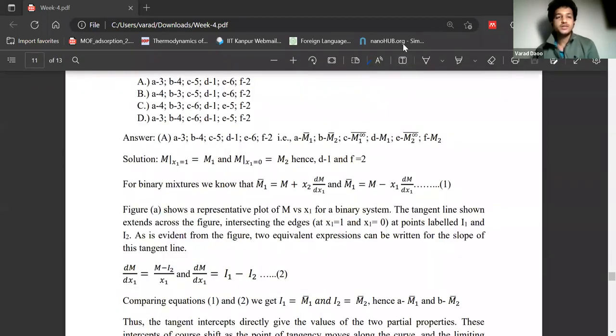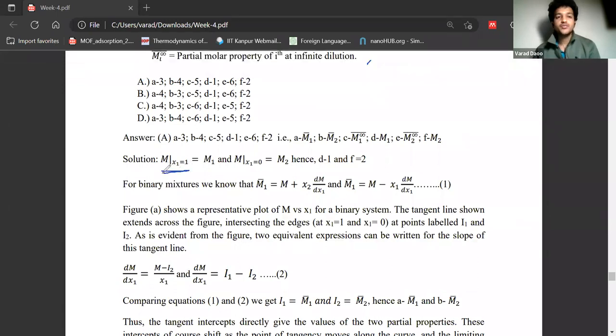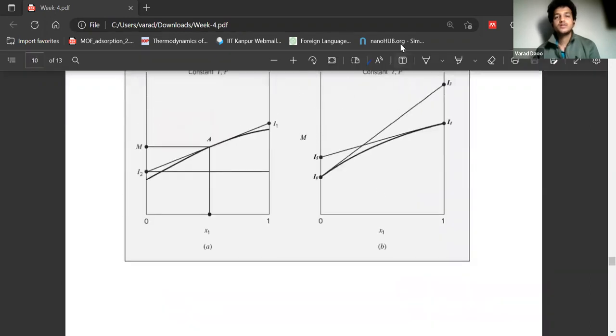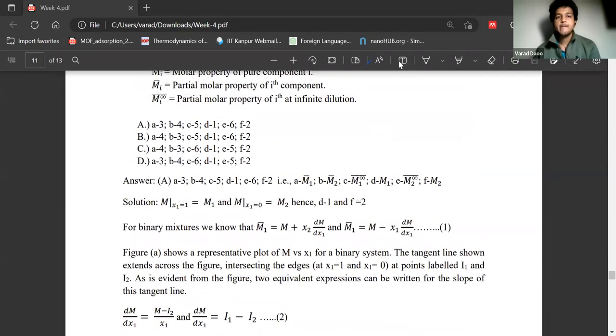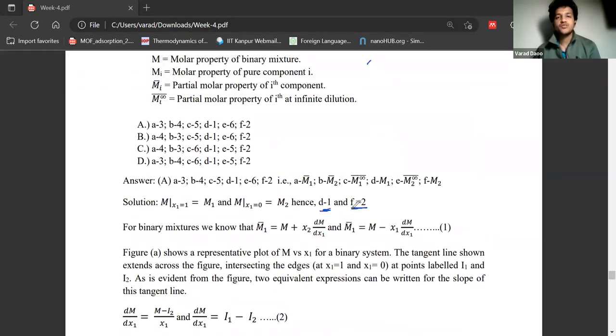So what we have is M at x1 equal to 1 is nothing but M1, and M at x1 equal to 0 is nothing but M2. So clearly from the figure, if you look at the figure, this is for M1. Hence what we have is D is 1 and F is 2.